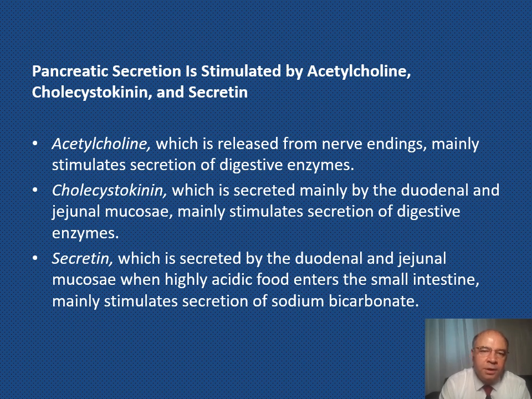Pancreatic secretion is stimulated by acetylcholine, cholecystokinin, and secretin. Acetylcholine, which is released from nerve endings, mainly stimulates secretion of digestive enzymes. Cholecystokinin, which is secreted mainly by the duodenal and jejunal mucosae, mainly stimulates secretion of digestive enzymes, and secretin, which is secreted by the duodenal and jejunal mucosae when highly acidic food enters the small intestine, mainly stimulates secretion of sodium bicarbonate.